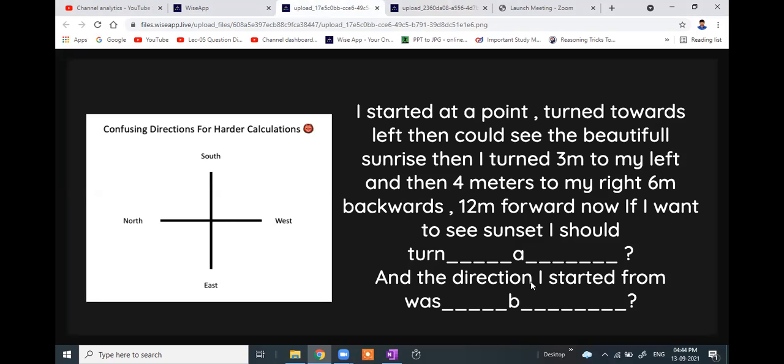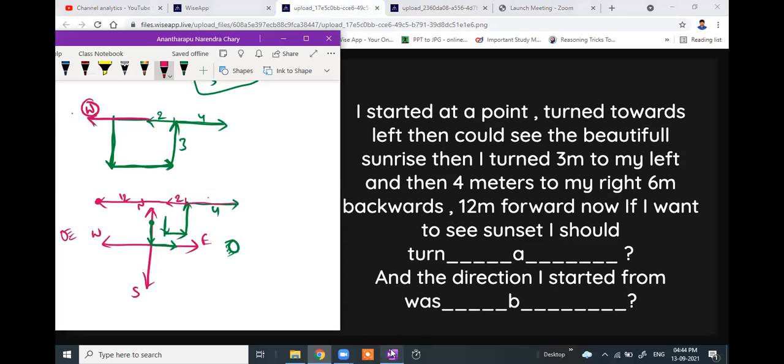Okay, so I'll just reconfirm. The direction I started from was the south? You started from the north, right? But it is towards the south. Yes, sir. So from north to south, it will be north. Initially, he is moving in this direction, which means he started from the north and is moving towards the south. Yes, sir. So it will be north only, right?